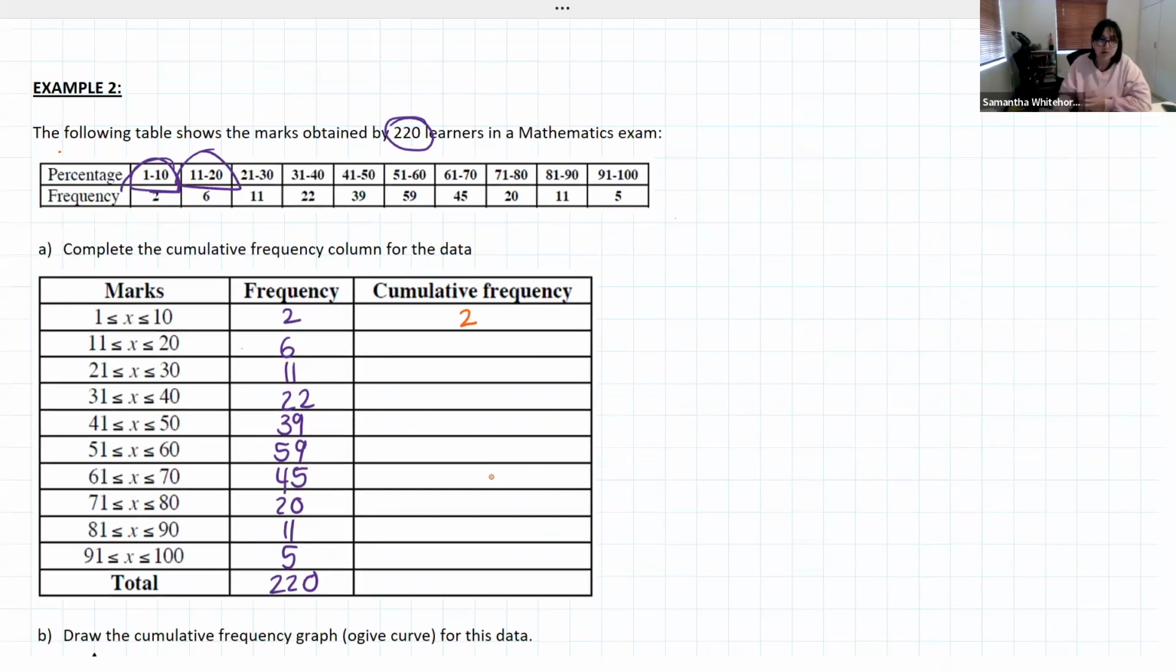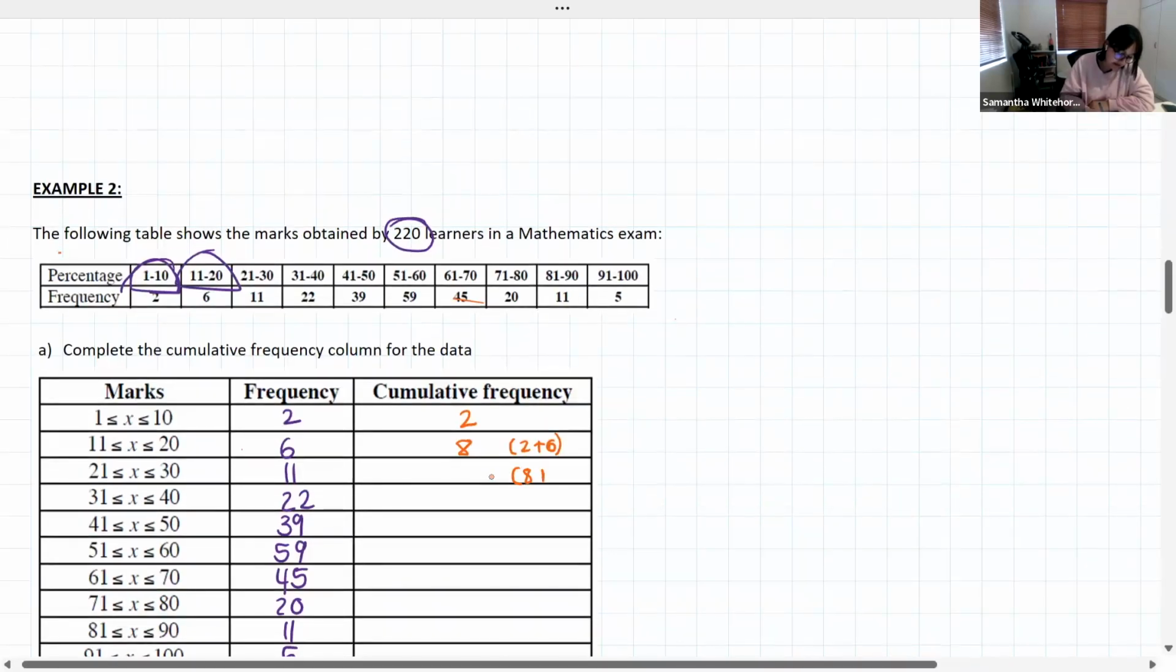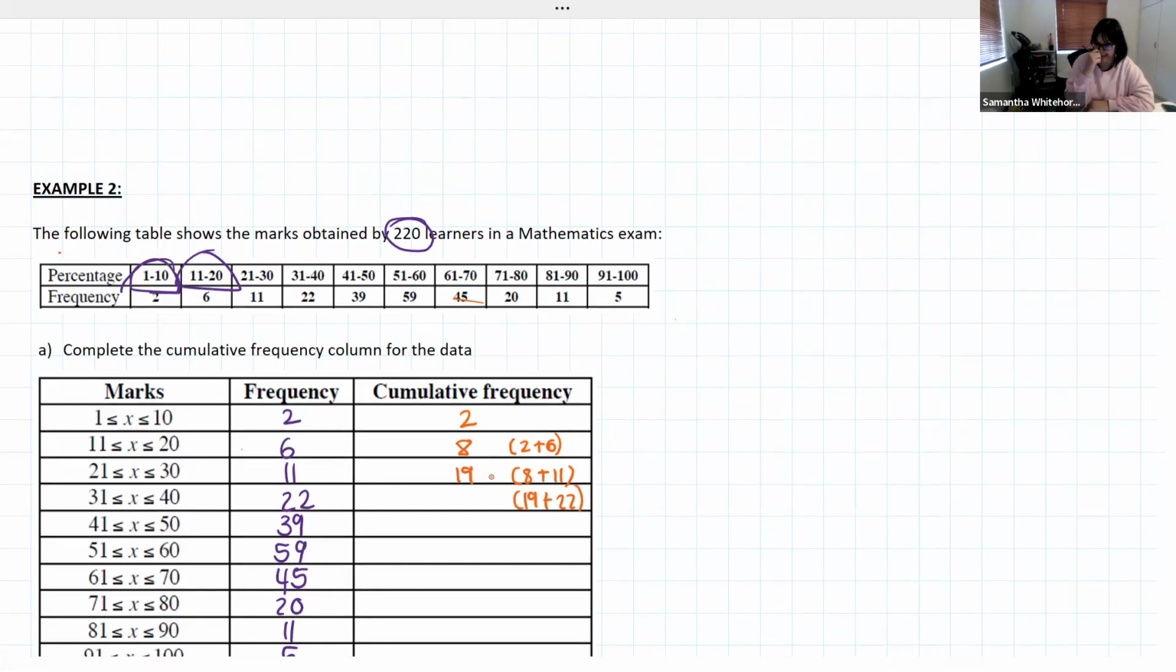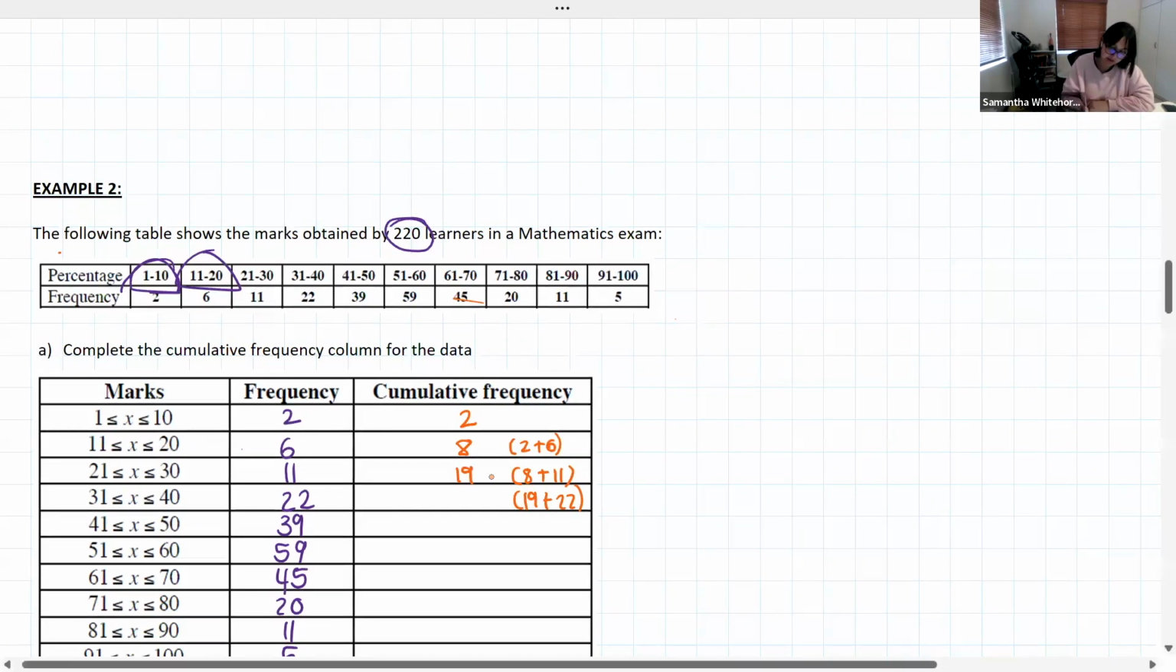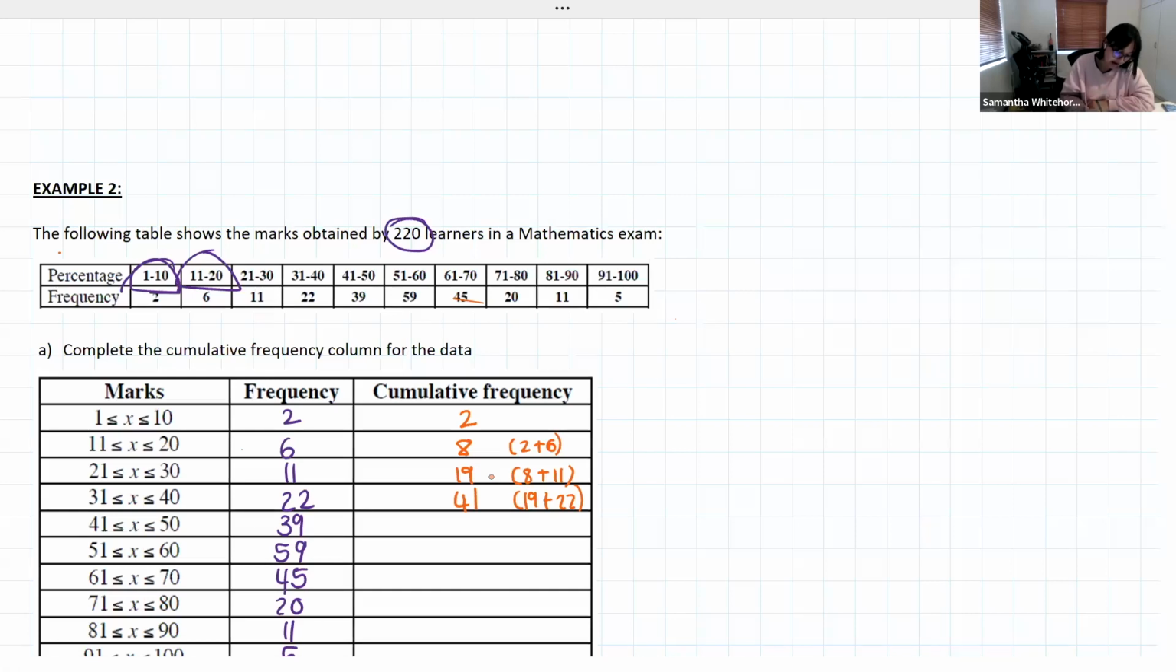We start with the first one because it's just 2, and then we start adding on. So 2 plus 6 is 8. Just write it in the brackets. Then we've got 8 plus the next one, which is 11, so 19. Then we've got 19 plus 22, which is 39, is it? Can I not add? It's not, it's 41. Then we go 41 plus 39, which is 80. And you just keep adding and adding.